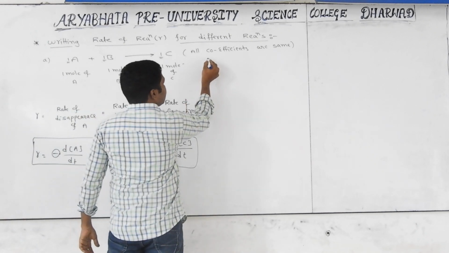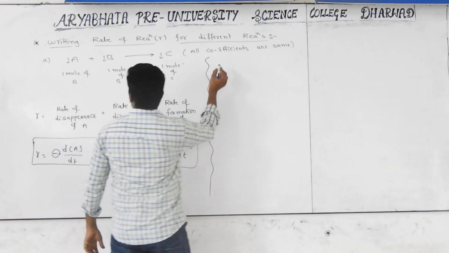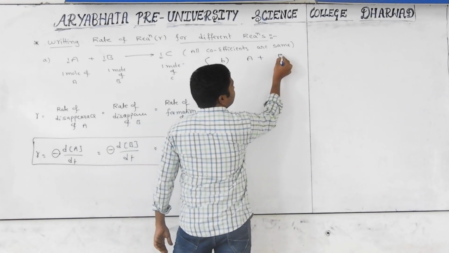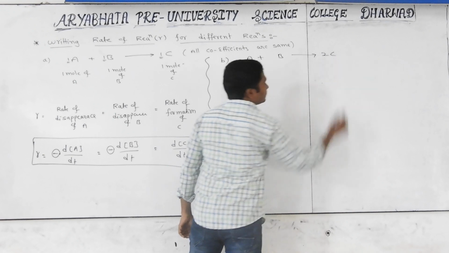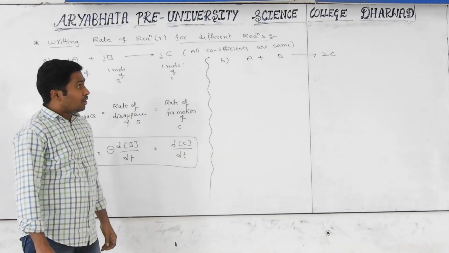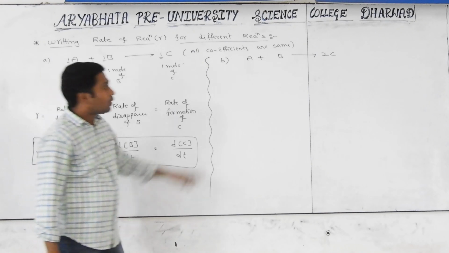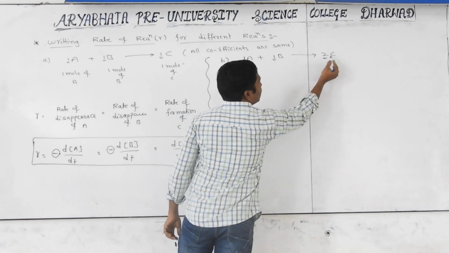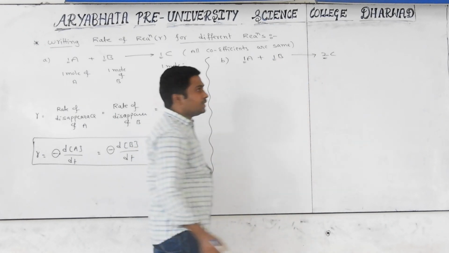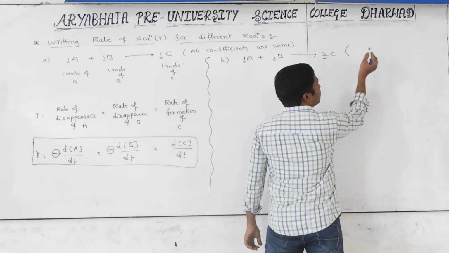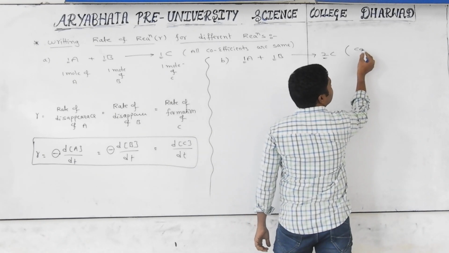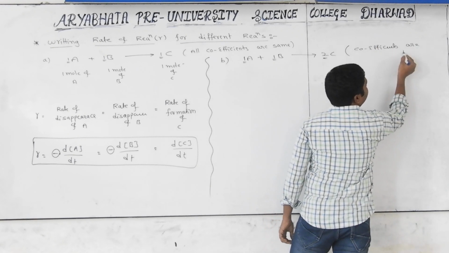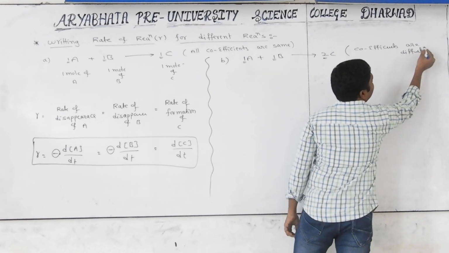Now we have to see the second case. What is the second case? For example, I am taking the equation A plus B gives 2C. In this reaction, are the moles of all chemicals the same? No. Why? Here 1 mole of A, 1 mole of B, but it gives 2 moles of C. This is another type of reaction in which the coefficients in the balanced reaction are different, meaning more than one type will be there.